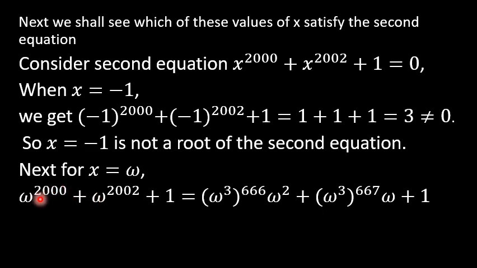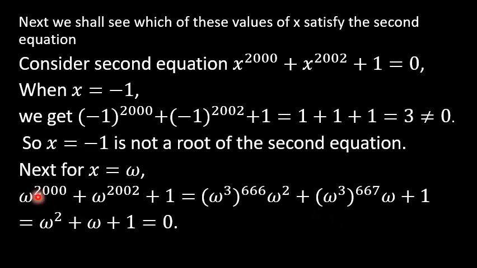We are rewriting this omega to the power of 2000 and omega to the power of 2002 as (omega cube) to the power of 666 into omega square and (omega cube) to the power of 667 into omega. This is because we know that omega cube is 1, that is, the value of omega cube is 1. So (omega cube) to the power of 666 and (omega cube) to the power of 667 both are 1. So we get omega square plus omega plus 1.